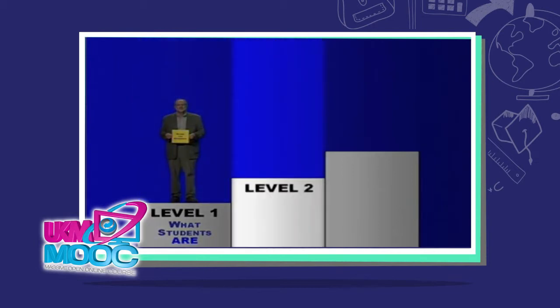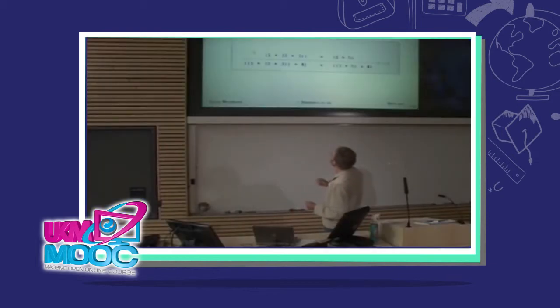A level 2 teacher has the focus on the teacher and is concerned with what the teacher does. From this perspective, there are good teachers and bad teachers.